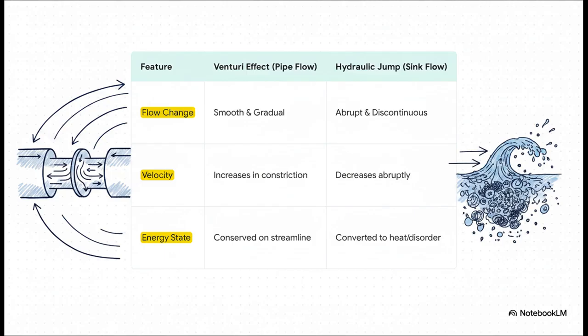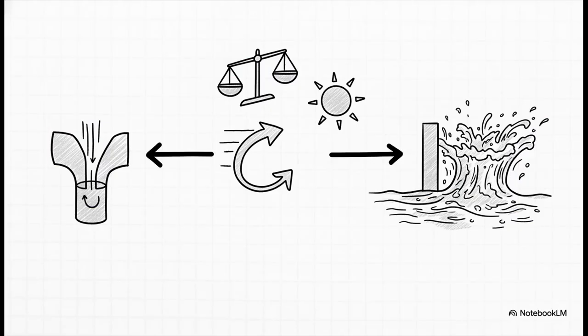And here's the biggest difference: the energy. In the pipe, that energy is just neatly traded back and forth between speed and pressure. But in the jump, that clean kinetic energy gets all jumbled up, converted messily into heat, and just pure disorder. And this, right here, is the key takeaway from all of this. This is the crucial point. Even though they look like complete opposites, the exact same fundamental laws, conservation of mass, momentum, and energy, are what's governing both of them. It's incredible.